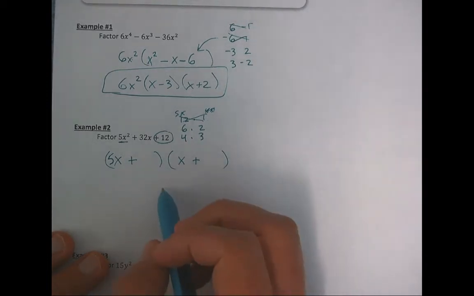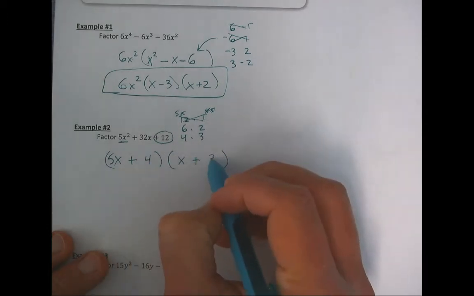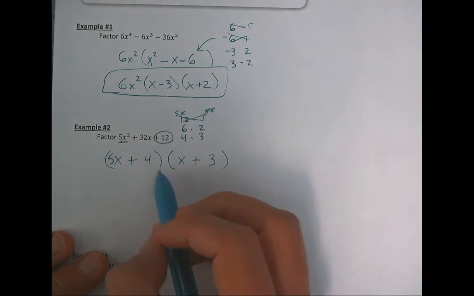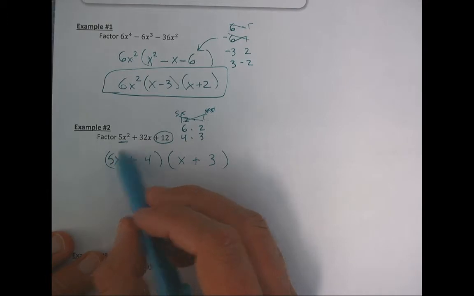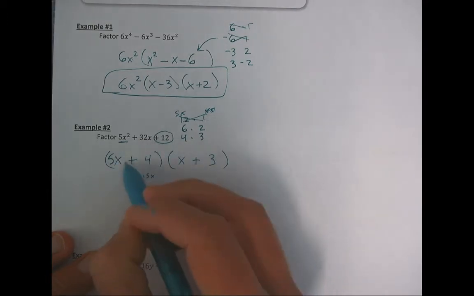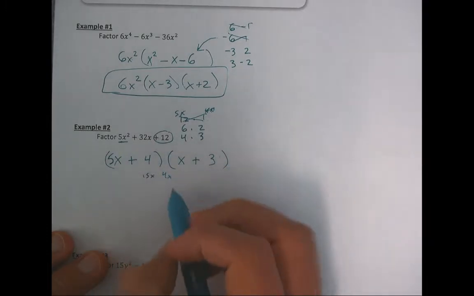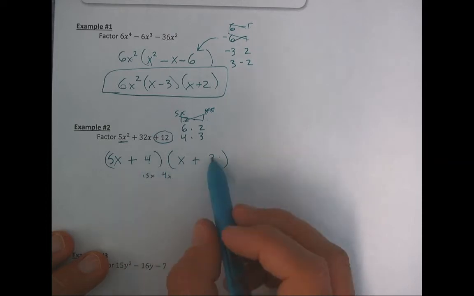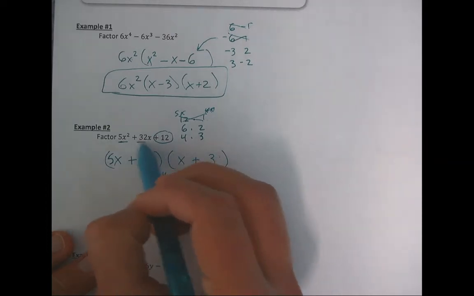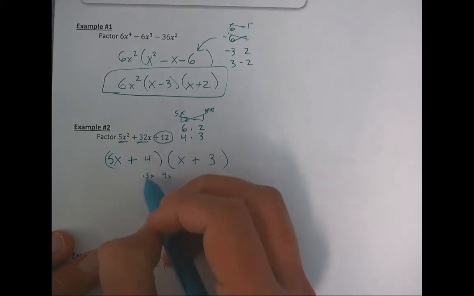Or you could start plugging in numbers and just see if it works, like a 4 and a 3. If I did that, so of course I'd have 5x squared. I'd end up with a 15x from this one and a 4x from this one. Sure, I'm going to get positive 12 when I multiply here, but the key is how do I end up with a 32x? And 15 and 4 ain't going to get the job done. Okay, so that's not right.